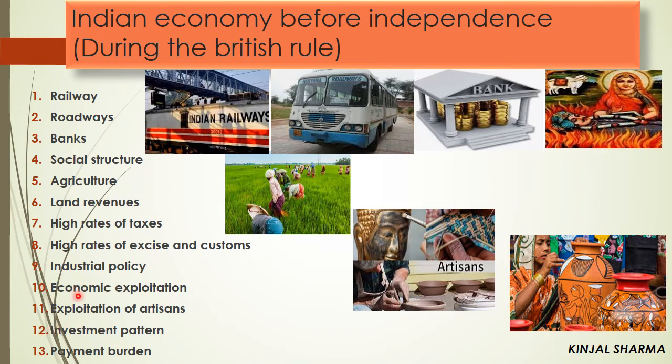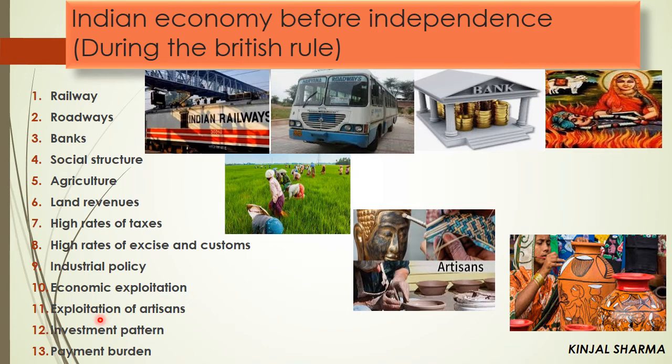Next comes economic exploitation. So in order to benefit their own economy, the East India Company and later the British government adopted a policy which exploited Indian resources and promoted British industries. So Indian agriculture was exploited by high land revenues. Then exploitation of artisans.